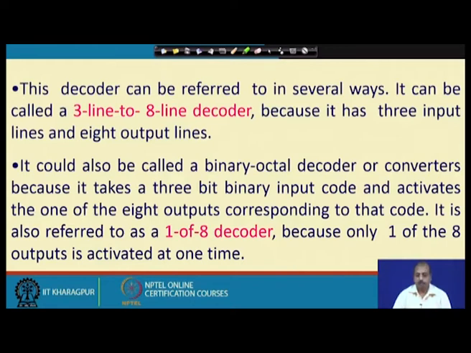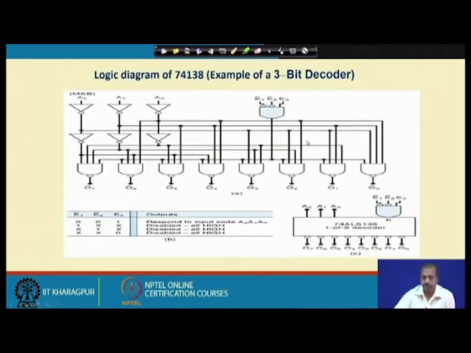So, 1 of 8 decoder means that out of 8 only one of them will be made active. So, it is called 1 of 8 decoder. Naturally, since there are 8 outputs, we must have the input as 3 bits, the 3 input lines should be there. So, this way there are various names for the circuit.